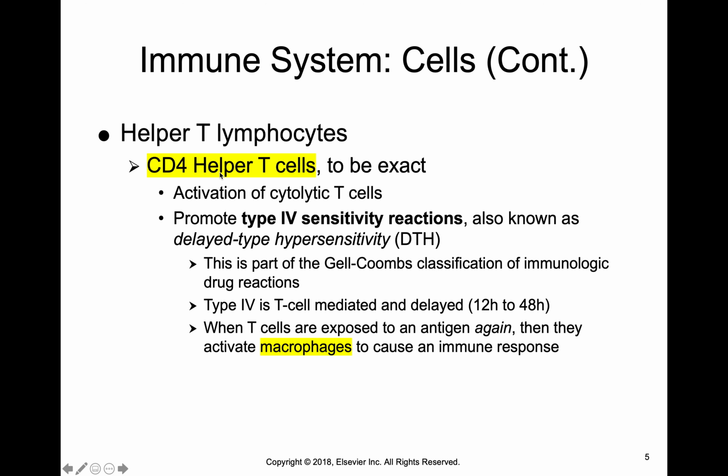So a little bit more about CD4 helper T cells. They promote type 4 sensitivity reactions, which are also known as delayed type hypersensitivity, or DTH. If you look at the types of sensitivity reactions, you can Google this, but that's called the Gell-Coombs classification, and there are 4 types. So type 4 is T cell mediated, and it is delayed, so it's 12 to 48 hours. But when T cells are exposed to an antigen again, they will activate macrophages, which then mount an immune response. And if you get that, they would term that a type 4 sensitivity reaction.